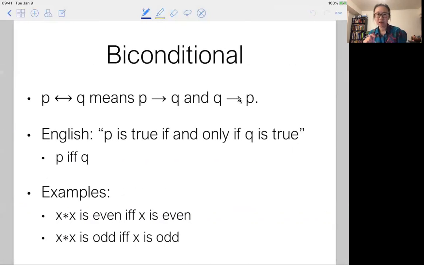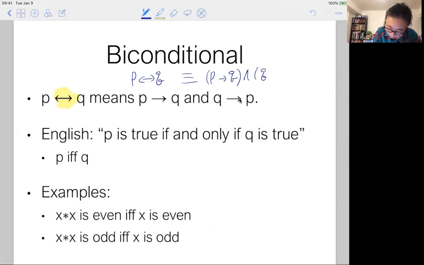So the last concept we have is called the biconditional. There's a word "bi" in it. It means there are two directions it's going. So if I have this double arrow here, it means P implies Q and Q implies P. Another way to write it is to say P double arrow Q is logically equivalent to P implies Q and Q implies P. Sometimes in English, it means P is true if and only if Q is true. Or in shorthand, you're going to see this symbol.